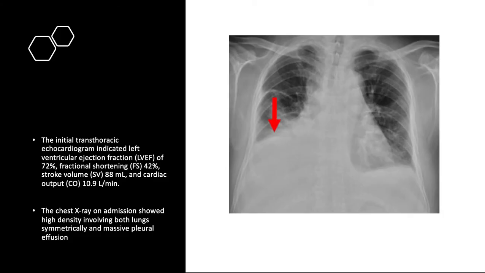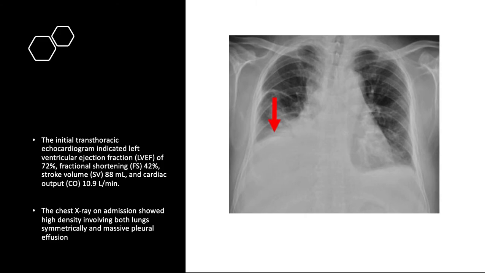So, the initial transthoracic echocardiogram taken after 2 months indicated a left ventricular ejection fraction of 72%, fractional shortening of 42%, stroke volume of 88 milliliters, and cardiac output of 10.9. A moderate pericardial effusion was detected, and the depth of liquid at the left ventricular apex was 5 millimeters, and at the diaphragmatic surface of the right ventricle was 12 millimeters.